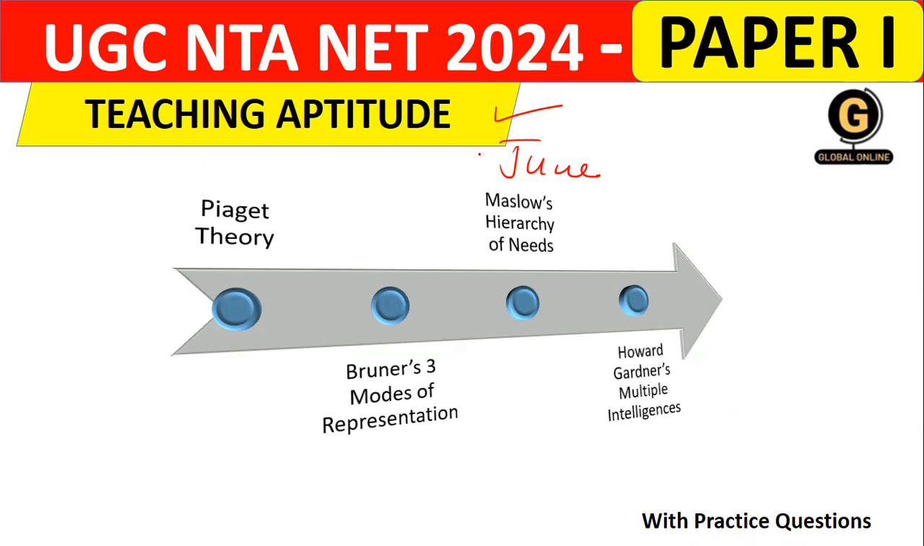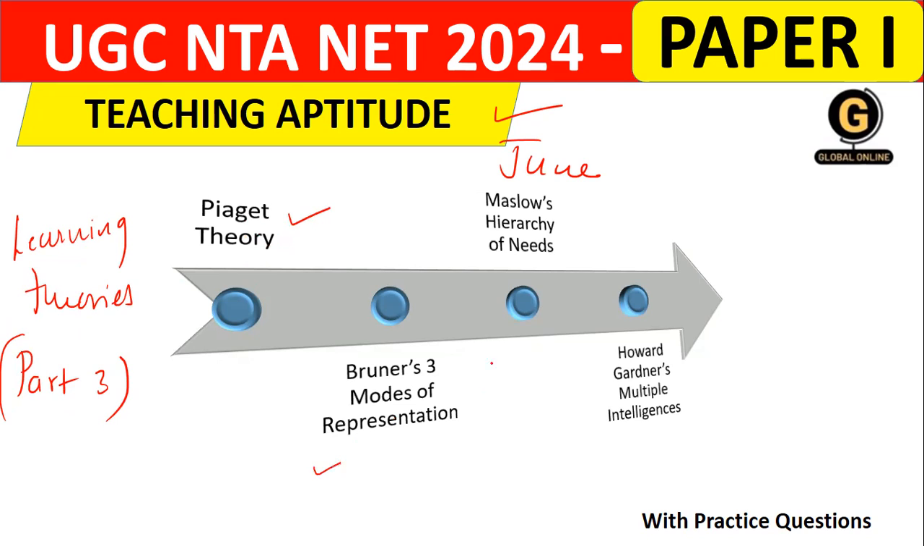In today's class of teaching aptitude, as we know, we are talking about learning theories. This is part three of learning theory; we have already completed part one and part two. In today's part, we are going to see Piaget's theory, Bruner's theory, Maslow's theory, as well as Gardner's multiple intelligence theory.